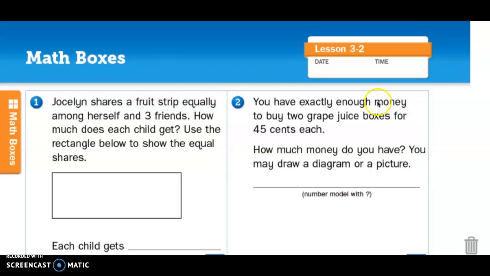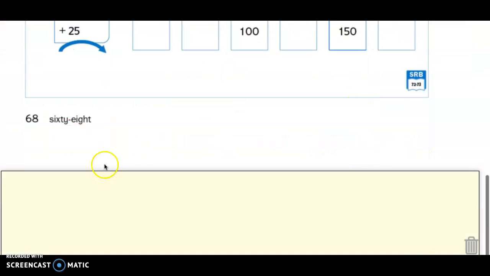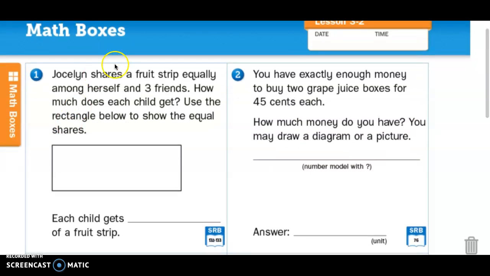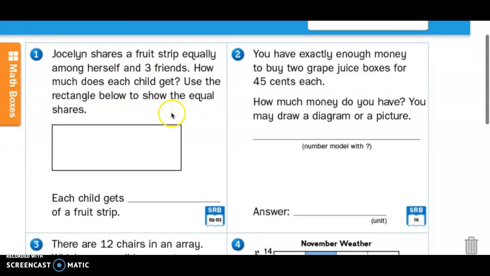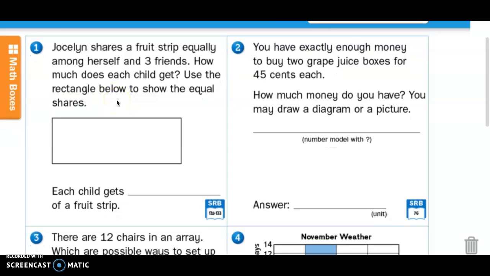And lastly, we have math boxes 3-2 on page 68. It says Jocelyn shares a fruit strip equally among herself and 3 friends. Okay, I see the fruit strip. Then we have Jocelyn and we have 3 friends. How many people do we have all together? How much does each child get? Use the rectangle below to show the equal shares.